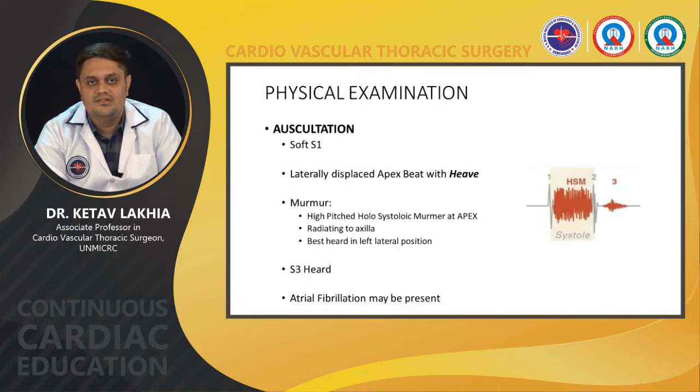On physical examination, on auscultation, there will be a soft S1, and a laterally displaced apex beat with heave. A murmur will be heard mainly in the apical area. This will be a high pitched holosystolic murmur at the apex radiating to the axilla and best heard in the left lateral position. A third heart sound may be heard and atrial fibrillation may be present.